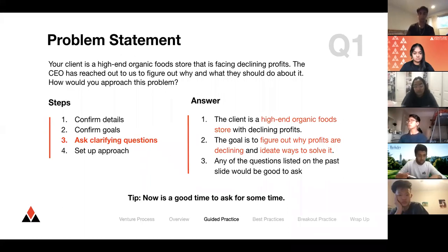And now is a good time to ask for some time. And you need to ask for some time because step number 4 is kind of the big part in this first question, which is to set up your approach to the problem. So in consulting, the question you get from your client is really big sometimes, right? Improve profitability. Geez, everyone wants to do that. But that's a big problem. Now what you want to do is break that problem down into smaller parts that are more manageable, such that when you solve each of the smaller parts, you solve the bigger problem at hand.